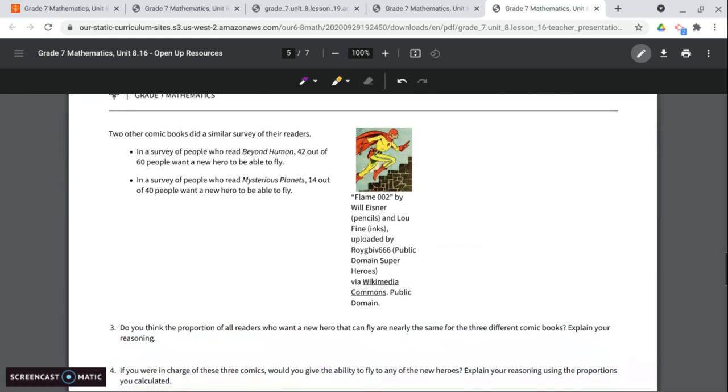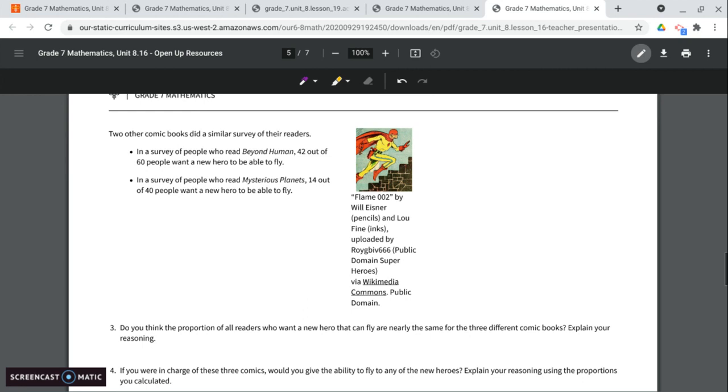Two other comic books did a similar survey of their readers. In a survey of people who read Beyond Human, 42 out of 60 people wanted the new hero to be able to fly. In a survey of people who read Mysterious Planets, 14 out of 40 people wanted the new hero to be able to fly. Do you think the proportion of all readers who want a new hero that can fly are nearly the same for the 3 comic books?